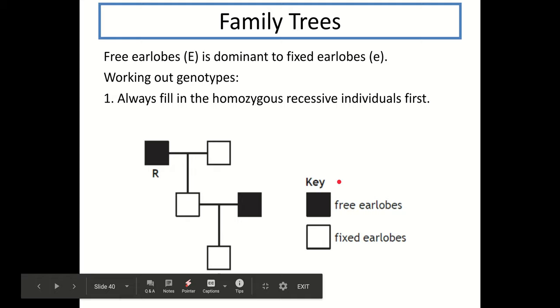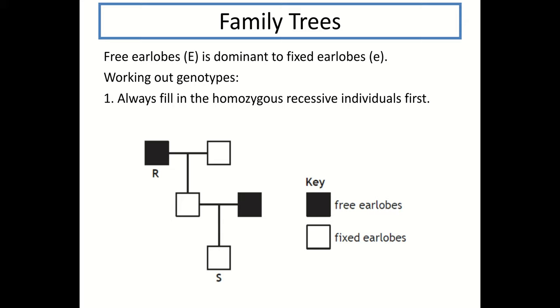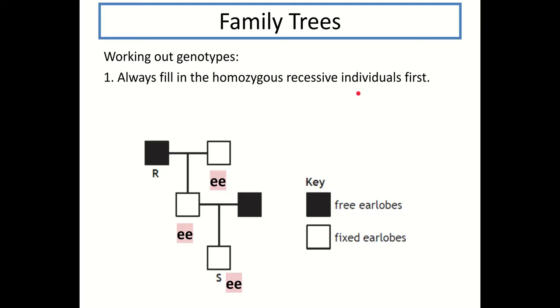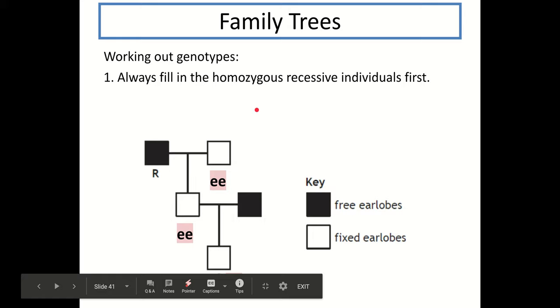What's more difficult is working out the genotypes of each individual. The easiest way to do this is to go through three stages. The first stage is fill in all of the homozygous recessive individual genotypes first. So at the top, it says that free earlobes are dominant to fixed earlobes. So that means if someone has fixed earlobes, then they must have the genotype ee. So that's the first thing we can do. We can go through all of the fixed earlobe individuals and write ee, because there's no other genotype that they can possibly have. So I've done that here in red. This is always the first stage because these are the ones you can guarantee. So here you see for each homozygous recessive individual, so those with fixed earlobes, I've written ee.